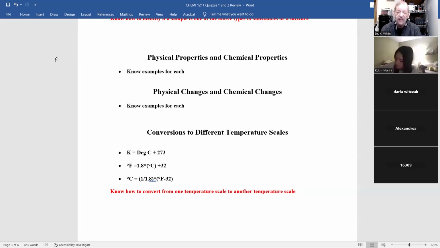Next, physical change and chemical change. A physical change is when a substance undergoes a change in state. It doesn't change its composition. Therefore, water melting from a solid to a liquid is a physical change. Water boiling, going from a liquid to a gas, is a physical change. Now, chemical change is when a substance changes its chemical identity.